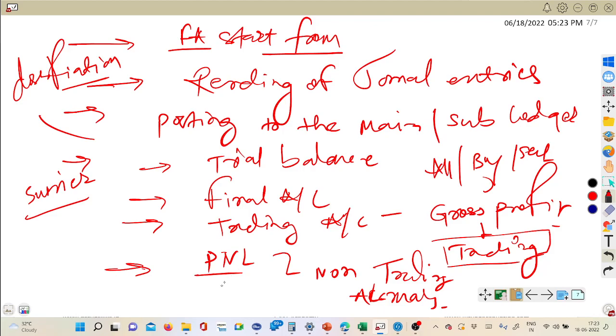Non-trading accruals, P&L. So, tax expenses, that will come under non-trading, right? Which expenses? Tax. Tax is a part of P&L, not the trading book. Then finally balance it.